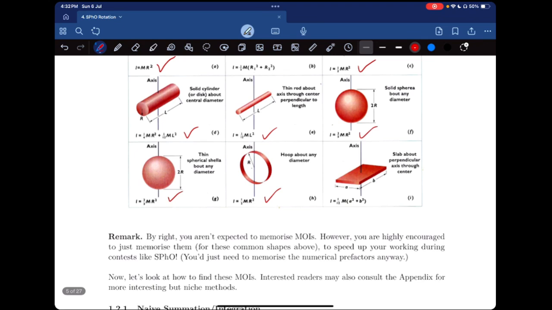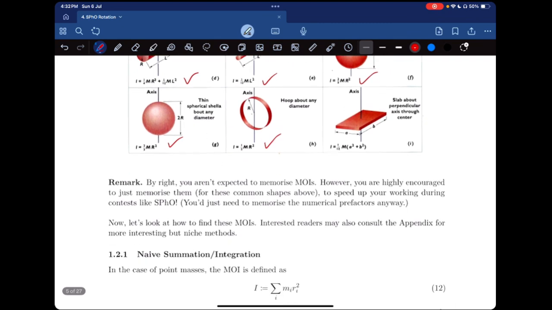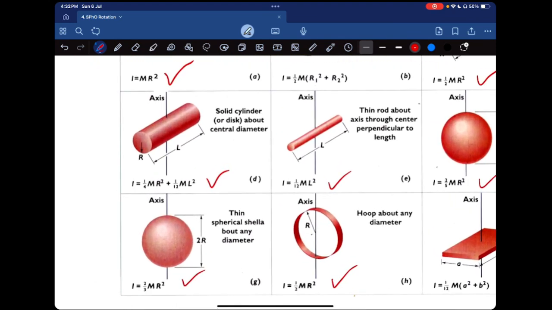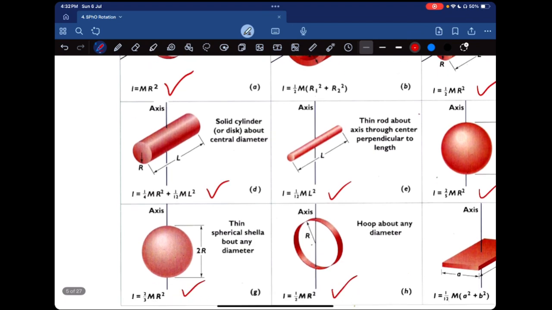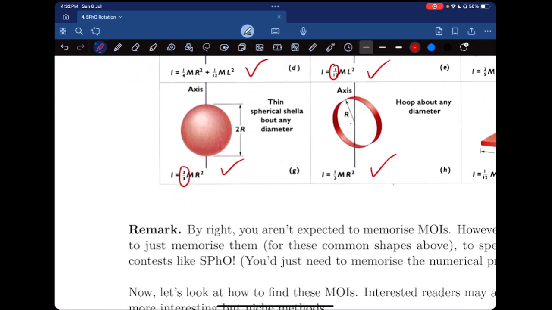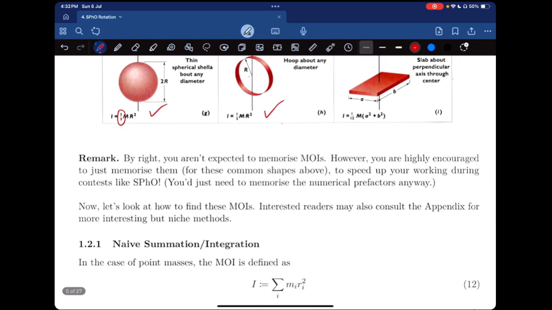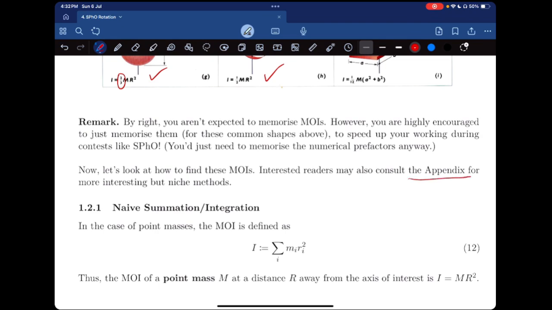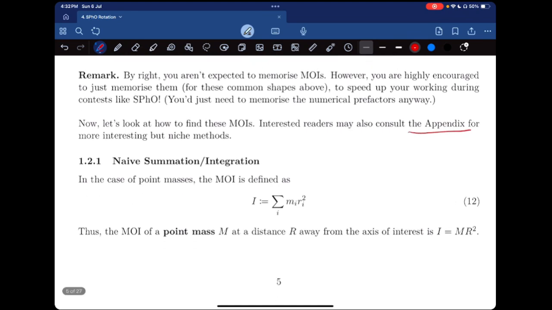But this is not a memory contest, so let's see how we can actually derive them. You're highly encouraged to memorize them, and you realize that you actually just need to memorize the numerical prefactors. For instance, things like a half, 1/12, 2/3. You don't really have to memorize that much, per se. If you're interested, there's also a whole section in the appendix. I've linked 4 research papers there, and you can look at the many different methods of calculating MOI. But these methods are just for fun, so you usually don't need them.